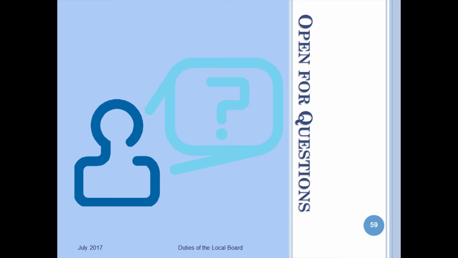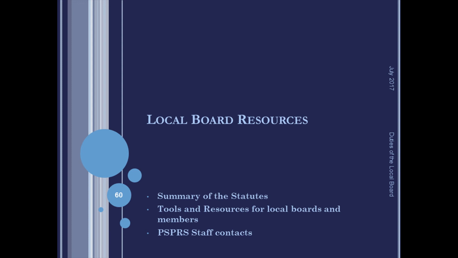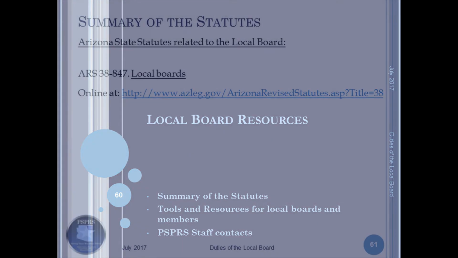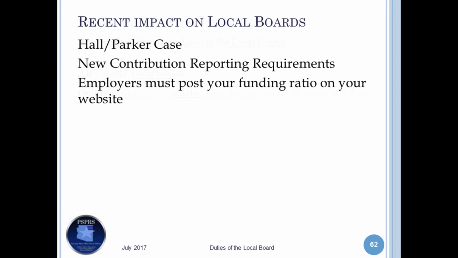All right, what we'd like to do then is talk a little about the resources we have available. The Arizona State Statutes for Public Safety is 38-847. You can always go to the website and see any changes that have affected the local boards. Recent implications: there's a couple of things we'd like to talk to you about.